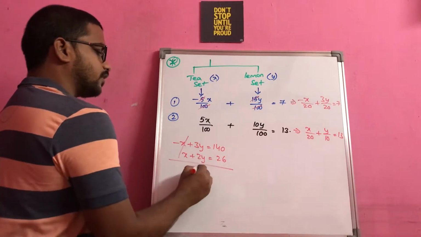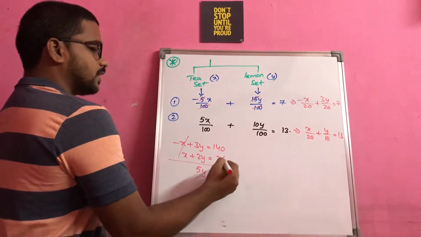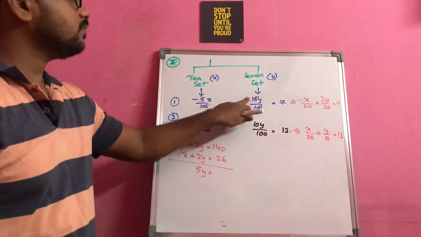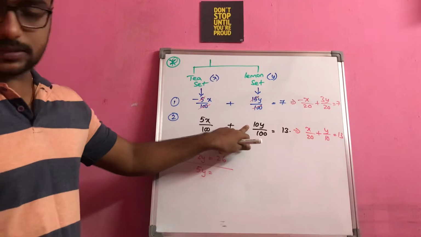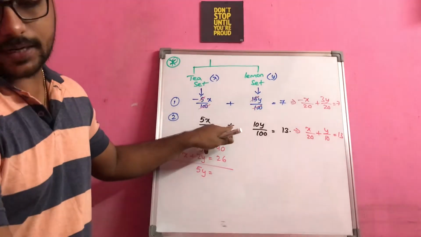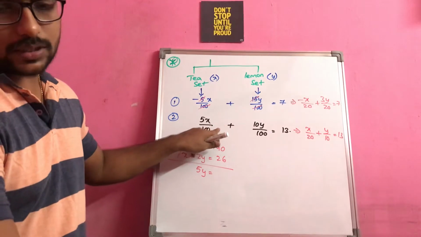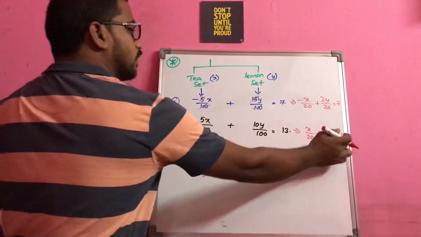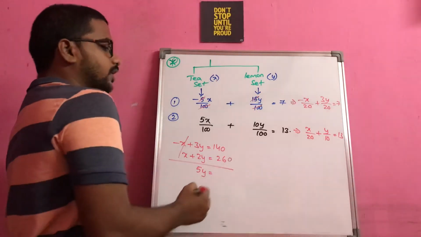Okay, simplify this further. 5y is equal to 5 times 3y by 20. This is 10% only, right? 5% gain and 10% gain, which is equal to, okay. So you are multiplying with 20, right? So 13 into 20 is 260.